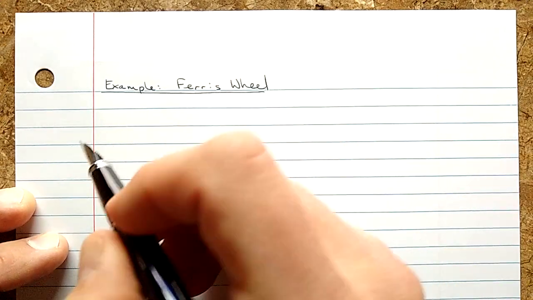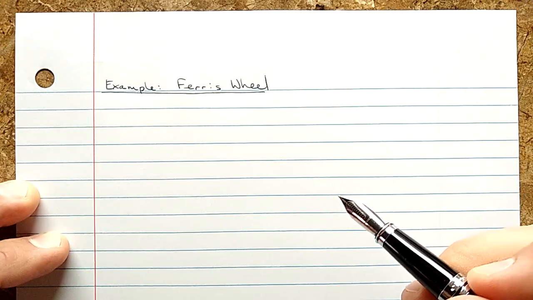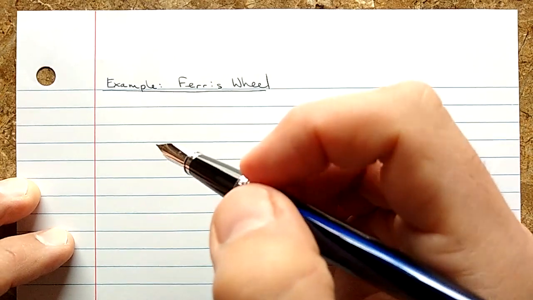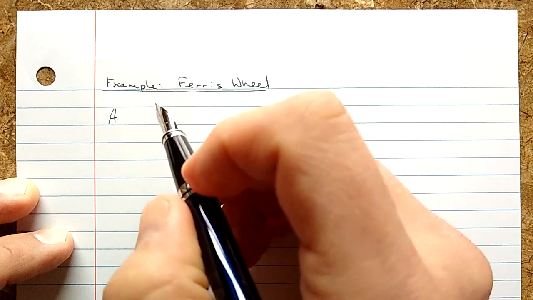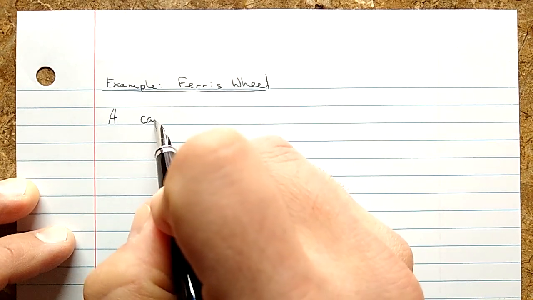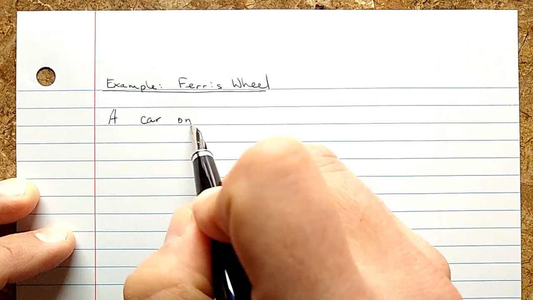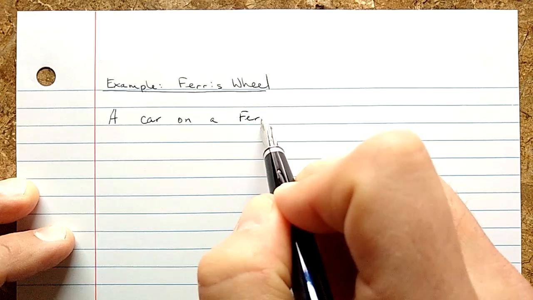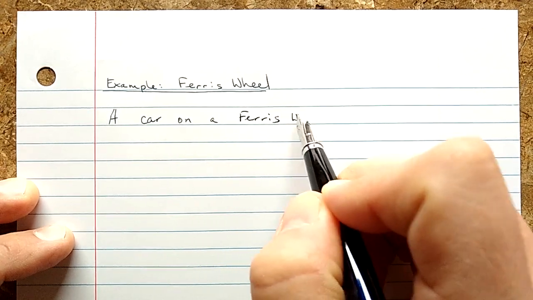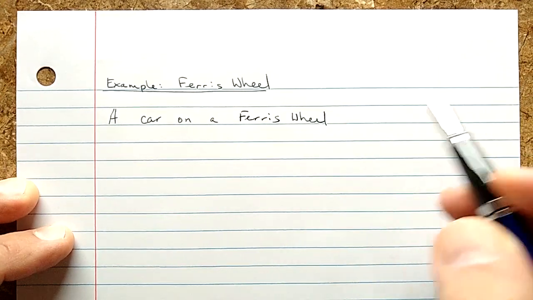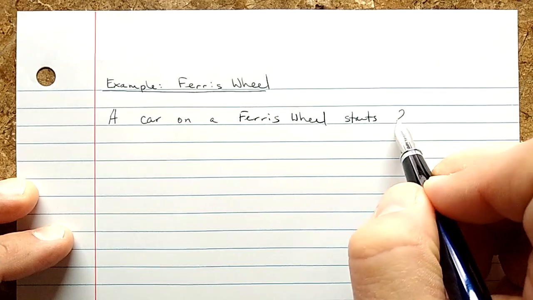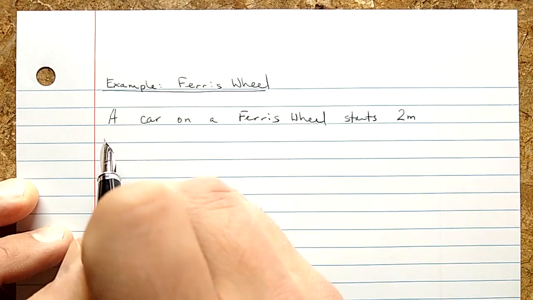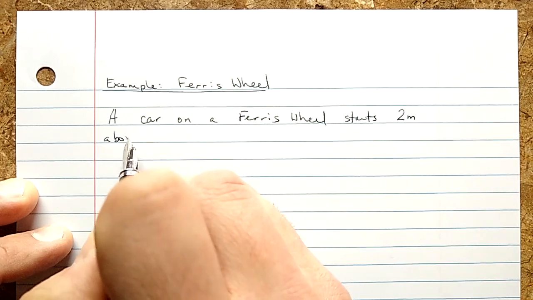So I'm just going to write a couple of sentences here, and then we'll work on the problem together. I'll have a picture of a Ferris wheel I'll show you as well in a moment. A car on a Ferris wheel, this is a ride at an amusement park, starts 2 meters above the ground. And that is at the bottom of the wheel.